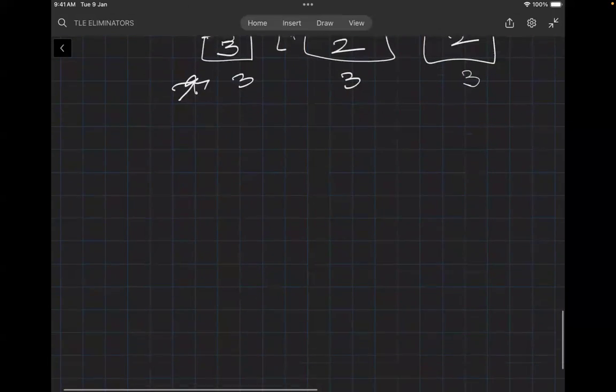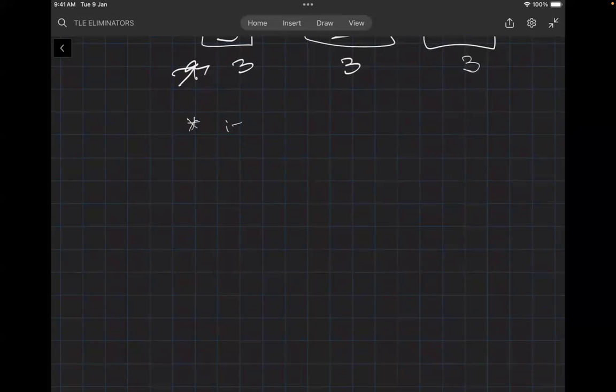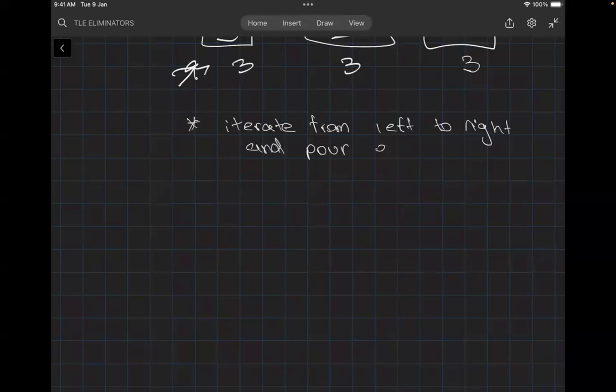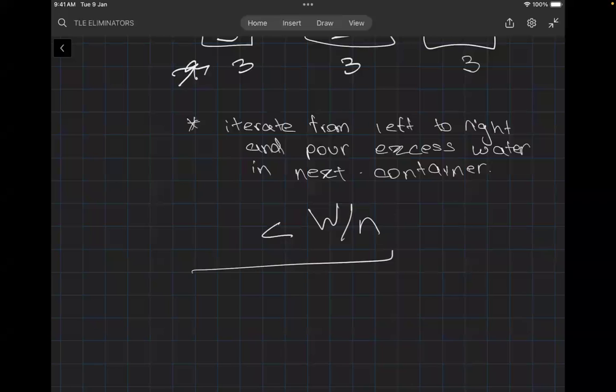So can you guys find the pattern? The pattern here is to just iterate from left to right and pour the excess water in the next container. And if the water in the container is smaller than W divided by N, then it's just not possible when we are coming at a particular container.